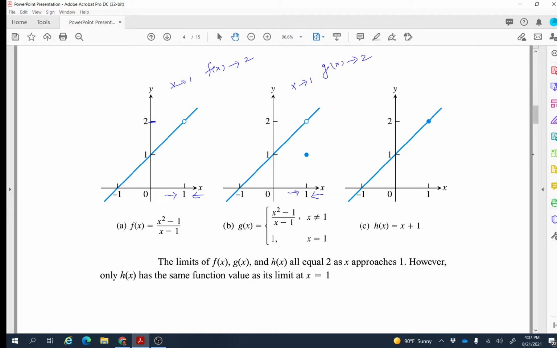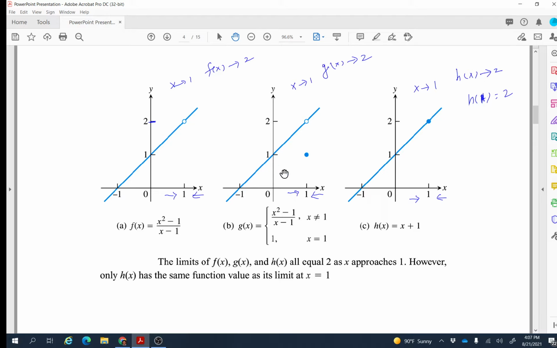Third one, when x approaches 1 from the left side or right side, the value of the function is approaching 2, and the value itself is also 2. The value of the function at 1 is also 2. So this is the only situation where the value of the function and the limit of the function are equal. In all these three graphs, the limit of the function when x approaches 1 is 2.